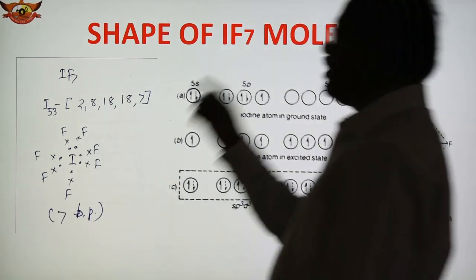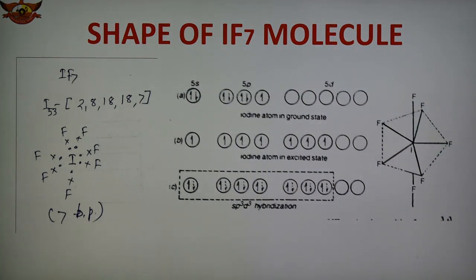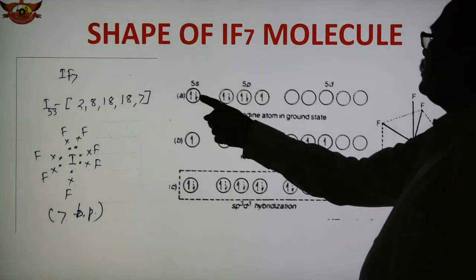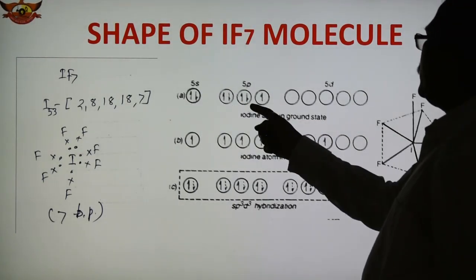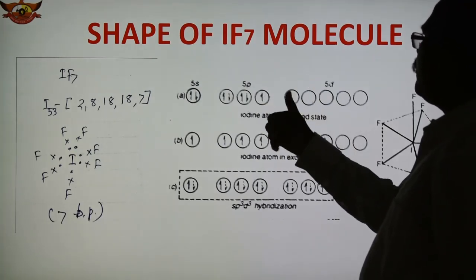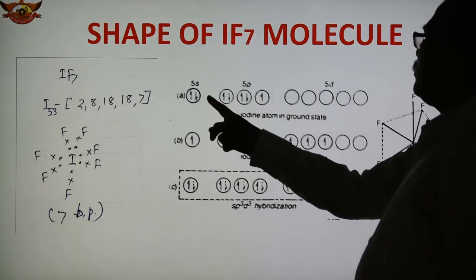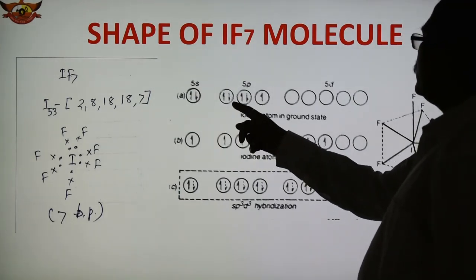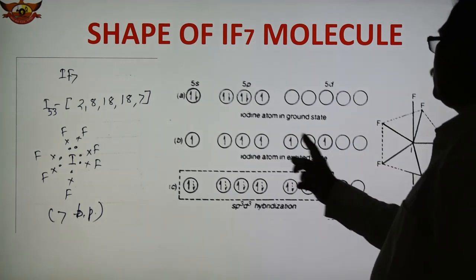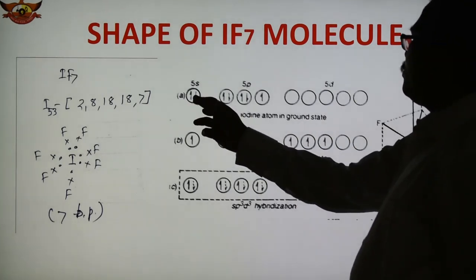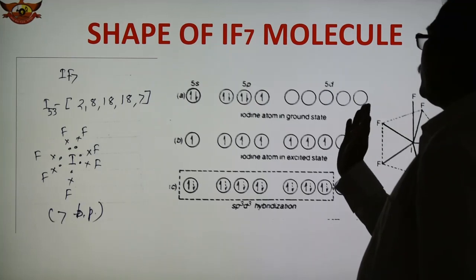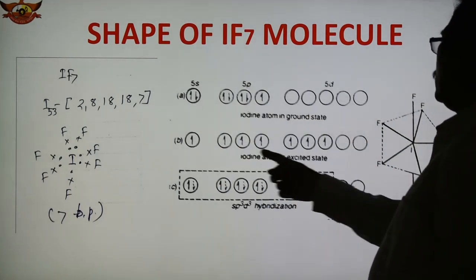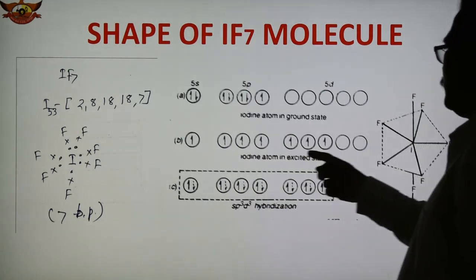So total 7 bond pairs of electrons are present in the IF7 molecule, and in the ground state only 1 unpaired electron is there out of 7, 5s2, 5p5. So 1 unpaired. We require 7 unpaired electrons, so it is possible by the promotion of electrons from 5s, and 1 electron of the paired electrons is shifted to 5d. So in the excited state, from the paired electrons, one electron has to be shifted to 5d. So after the promotion of the electron, we obtain now 7 unpaired electrons in the excited state.